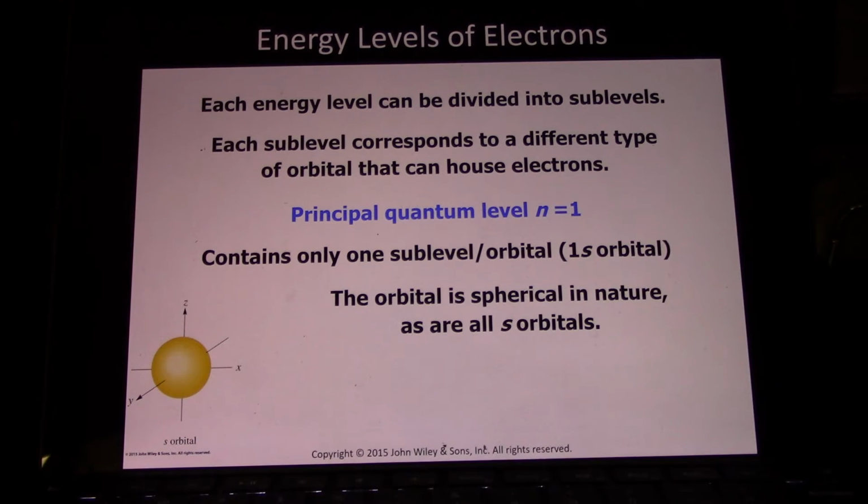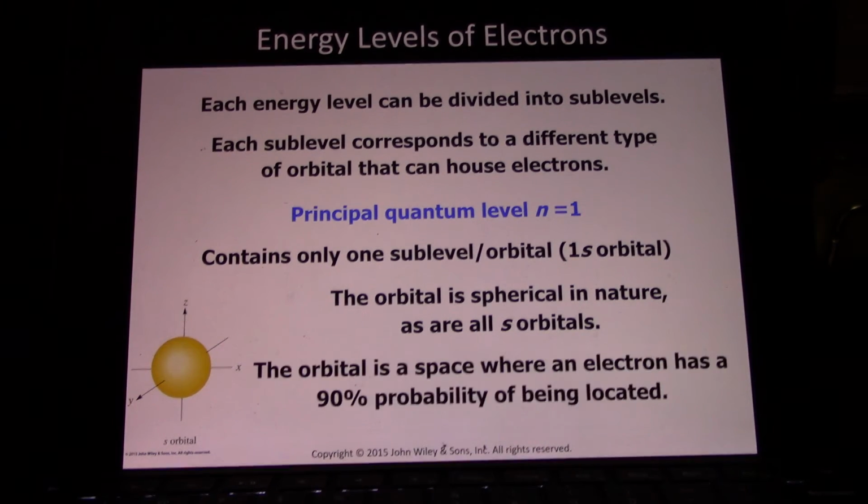Your sublevel determines the shape of the orbital. So we're going to have S, P, D, and F orbitals. S orbitals are spherical, like this one. And again, an orbital is a space that has a 90% probability of finding the electron in that space.